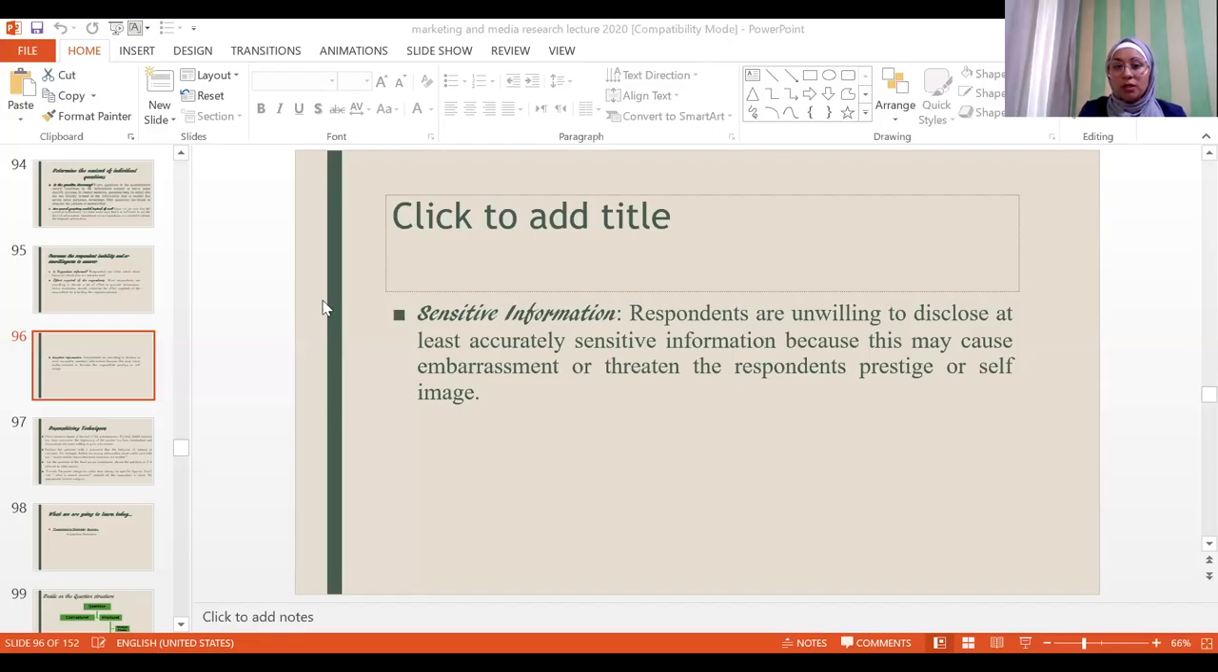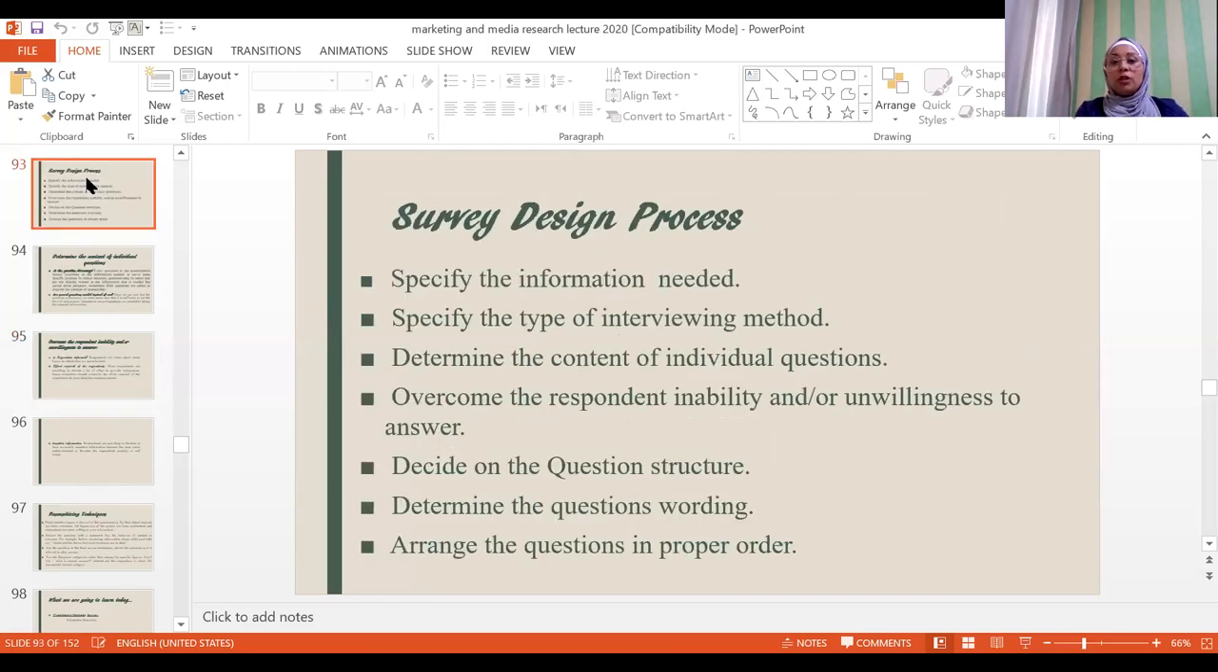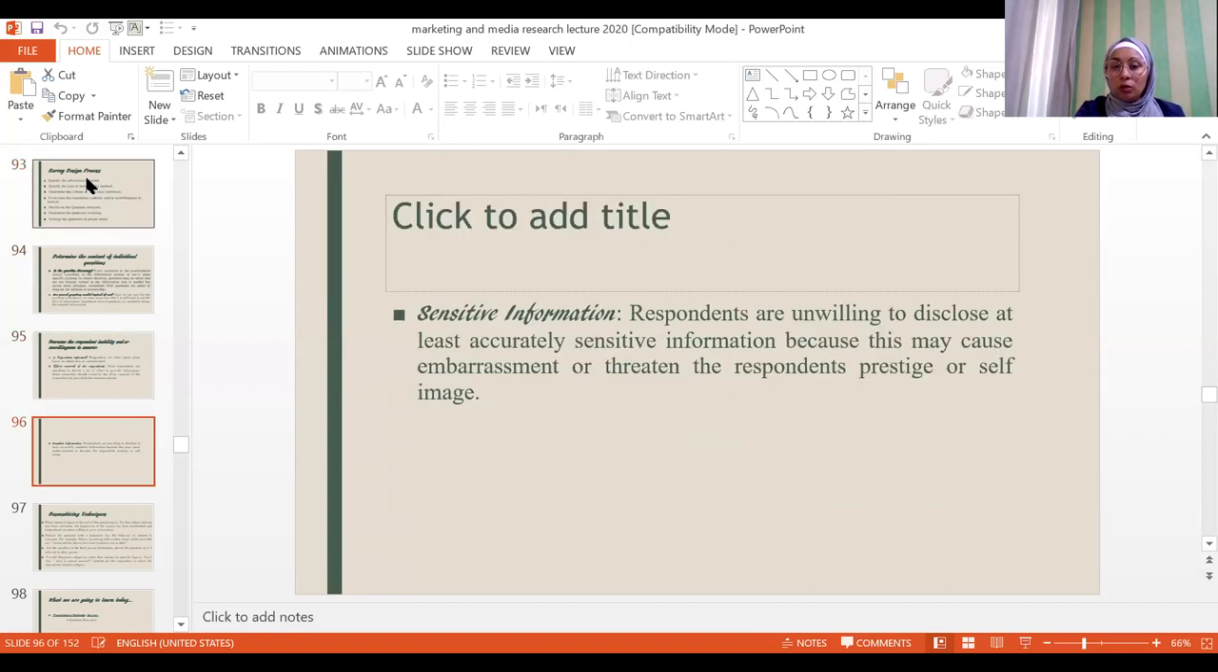Last time we stopped on the sensitive information. We were talking about things related to the survey, about the survey design process. We were talking about what kind of information is needed, what type of interview you are going to depend on. We have already finished the points regarding determining the content of the individual questions and how to overcome the inability or the unwillingness to answer the question. The last thing we were talking about was related to the sensitive information.